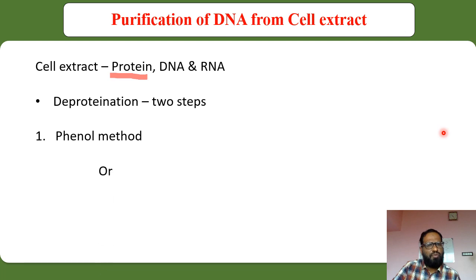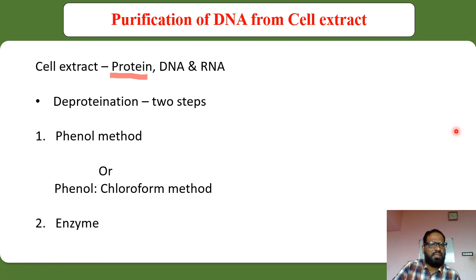If you want a more effective technique, you can go for the phenol chloroform method. The phenol chloroform method is much more efficient than the phenol method. You take phenol and chloroform in a 1:1 quantity, and this will give better results than the phenol method. This is the first step generally used for the removal of protein from the cell extract.